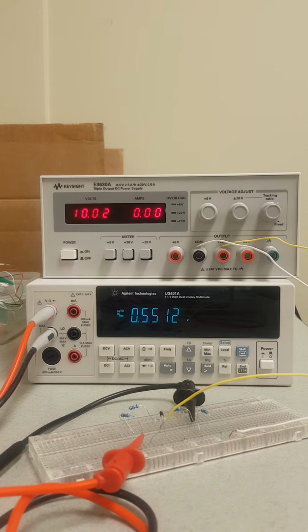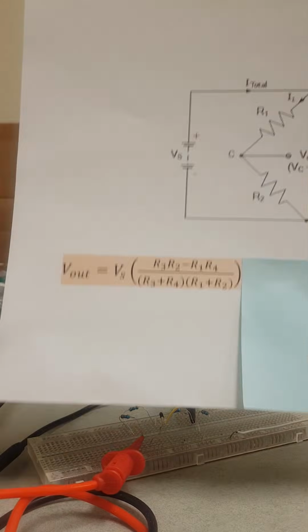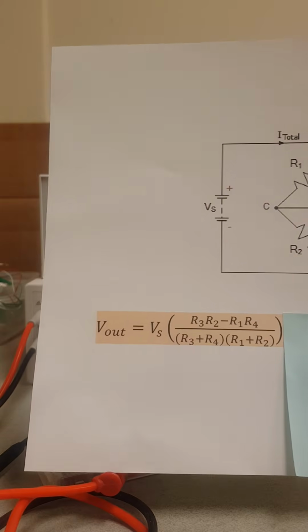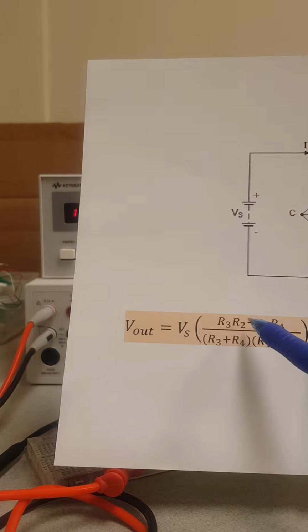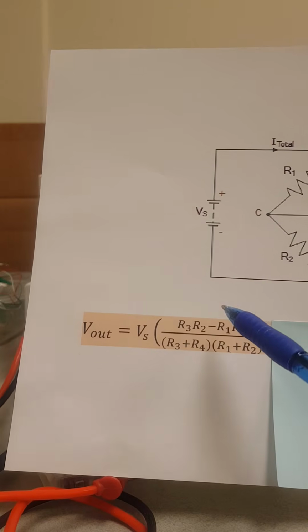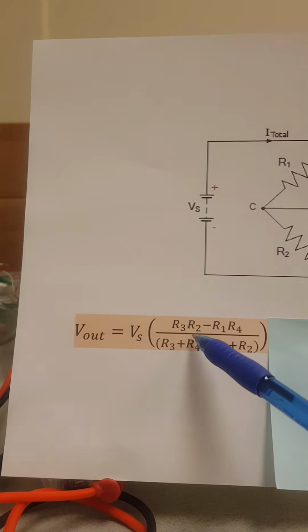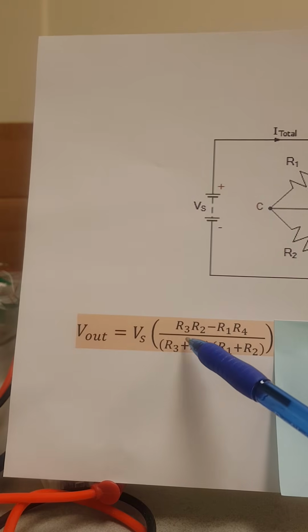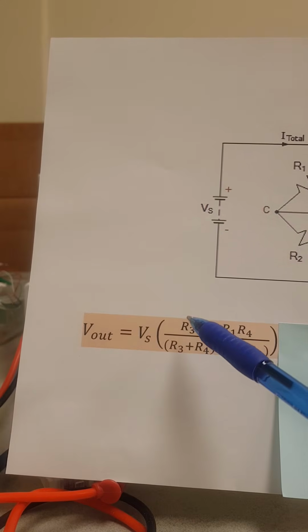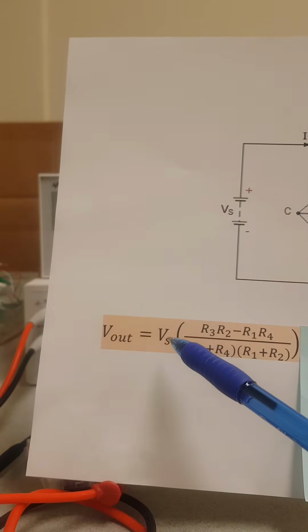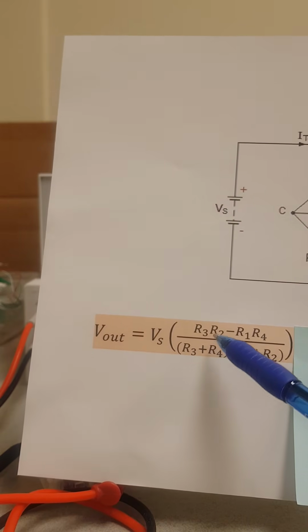Okay, now how does this happen? Let's go back here for the unbalanced conditions. Now this is my R2. So now my R2 starts to decrease, because as we understand now, as you heat the thermistor, the resistance will start to decrease. So when this decreases, R3 times R2 becomes less than R1 times R4, so this becomes a negative number. Okay, so from this equation, we know Vout, we know Vs, we know everything else except R2, so we can solve for R2.